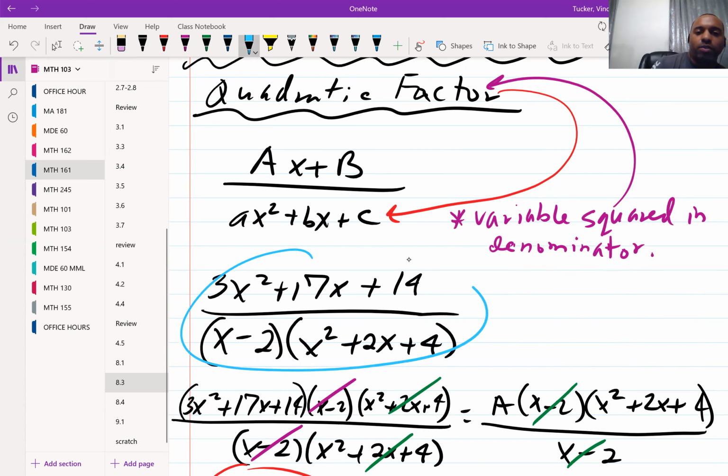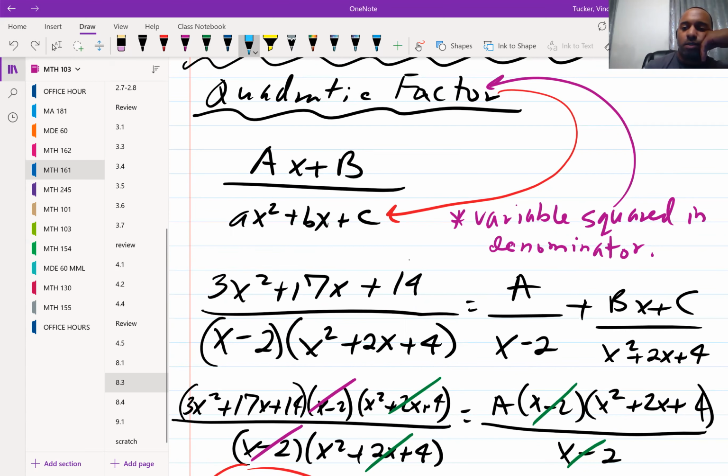So this is our original equation. They want, not equation, but expression. They want us to break that down. All right. So the way we'll set this up, as a matter of fact, I'll do it like this. So we set this up this way. So we'll do A over x minus 2. And then the x squared plus 2x plus 4 is not factorable. So we will set it up like we talked about here.